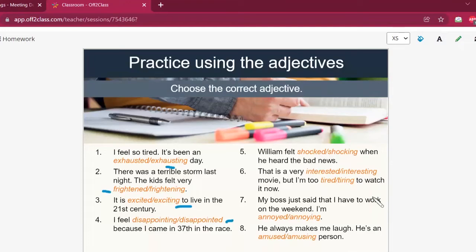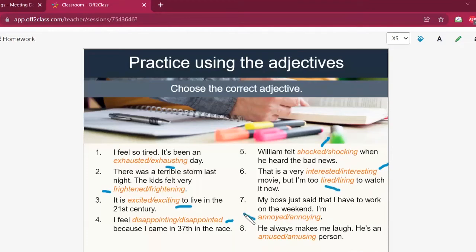Fatma, number 5. William felt shocked when he heard the bad news. Iman, number 6. That is a very interesting movie, but I am too tired to watch. Fatma. My boss just said that I have to work on the weekend. I'm annoyed.